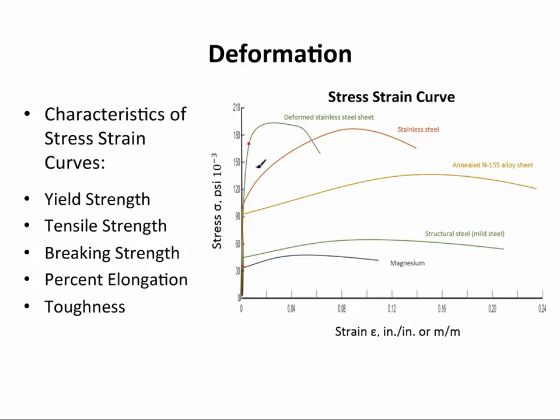A material's yield strength depends on a number of different factors. The next feature you can read from a stress strain curve is the tensile strength. Tensile stress is the maximum amount of stress a sample can withstand. This can be seen here at the highest point on the curve. Once again, the deformed stainless steel sheet has the highest tensile strength, and magnesium has the lowest strength. The breaking strength is the point at which the sample actually fractures. In this case, stainless steel actually has the highest breaking strength, even though it didn't have as high of a tensile strength or a yield strength as deformed stainless steel.